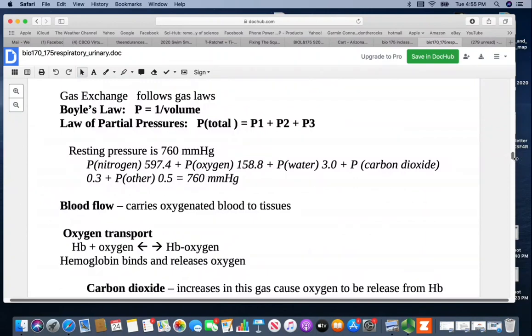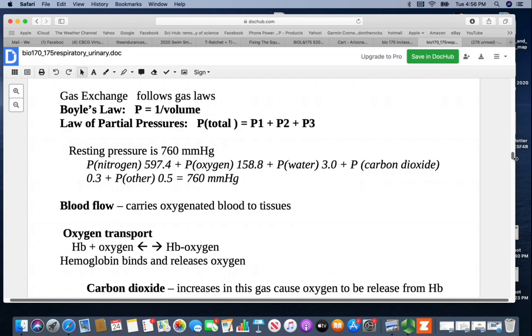So with gas exchange, it's going to follow the gas laws that are used in chemistry and physics. The two main ones that we're concerned about here are Boyle's law and the law of partial pressures. What Boyle's law states is that pressure is equal to 1 over volume. What that equation means is the bigger you make the volume, the lower the pressure will be. So if your volume was a unit of 2, pressure is 1/2. If the volume went up to a unit of 4, pressure would go down to 1/4.